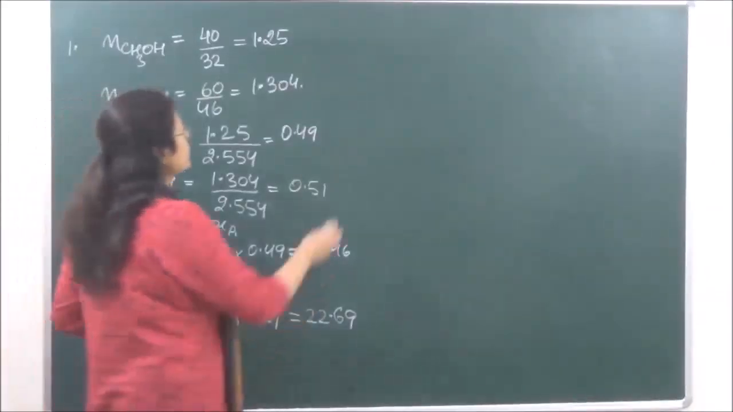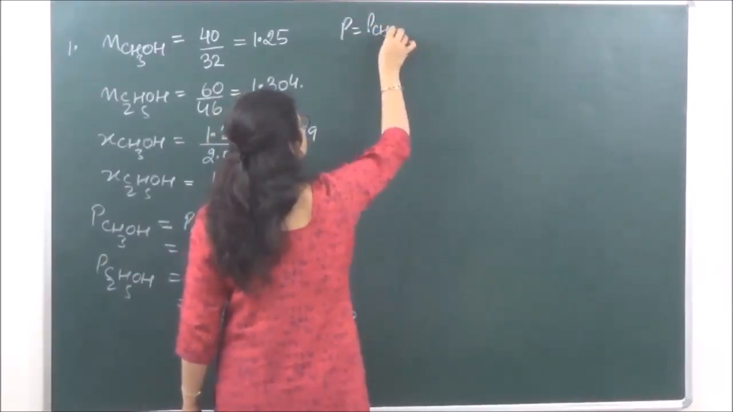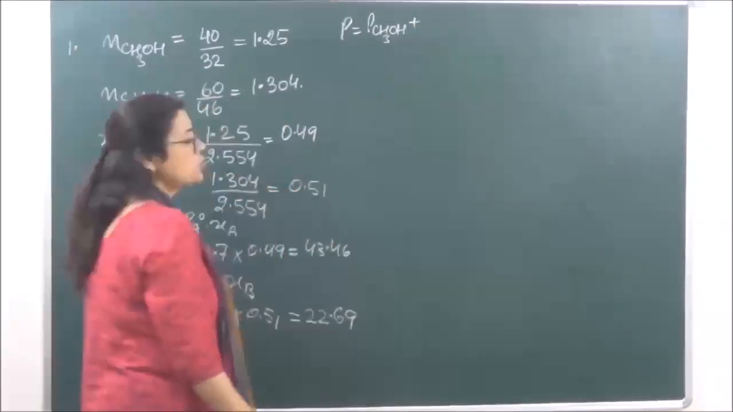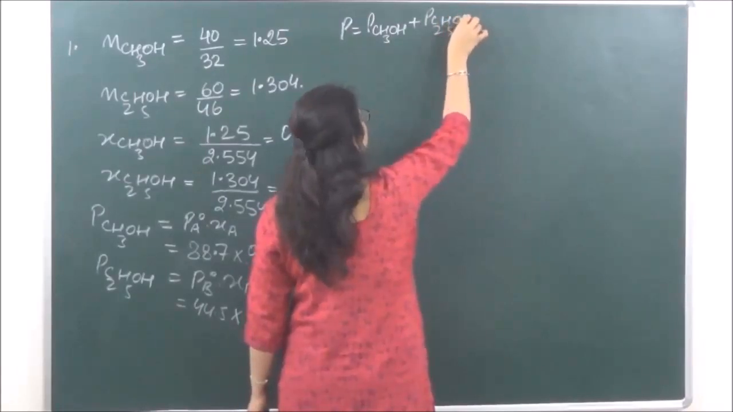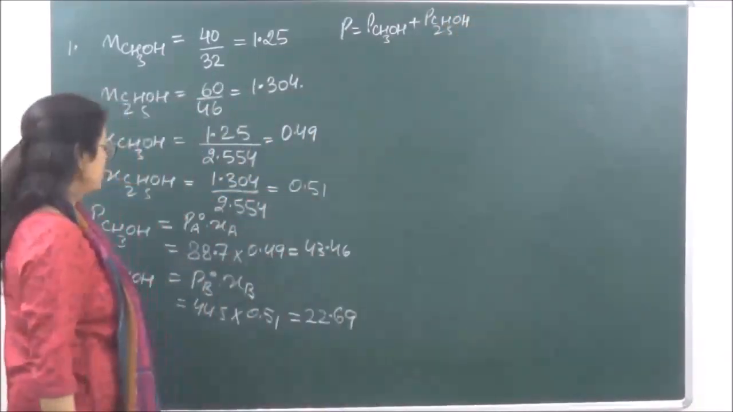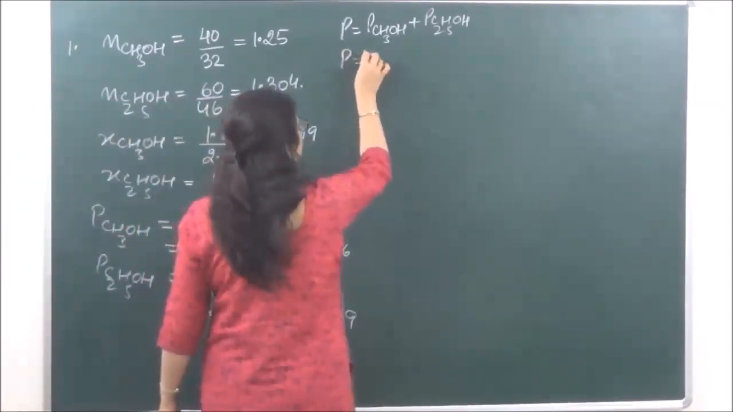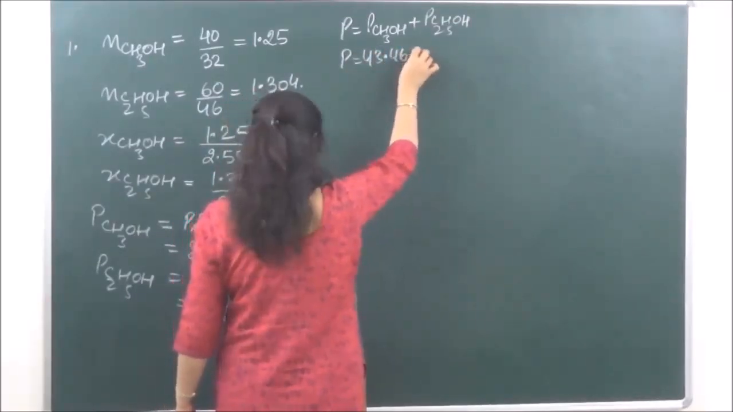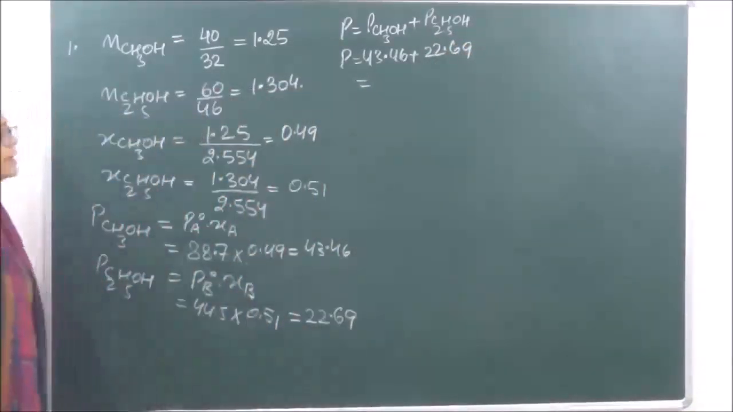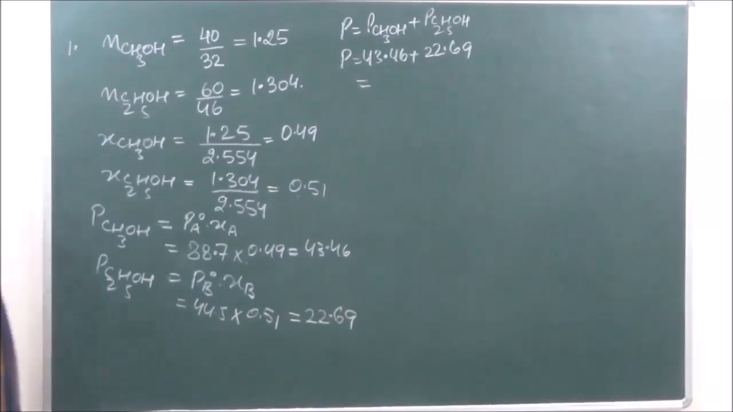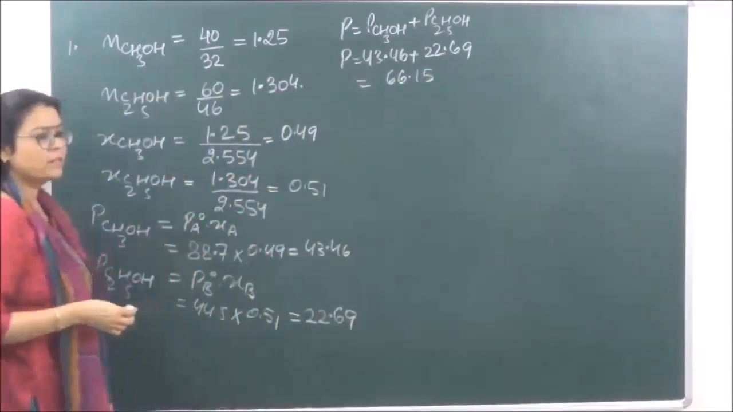Okay, then we come to the total pressure P. The total pressure P will be equal to pressure of CH3OH plus pressure of C2H5OH, right? So this will be 43.46 plus 22.69. Okay, and this when calculated, the total pressure comes to 66.15. So this is the first part of the question.